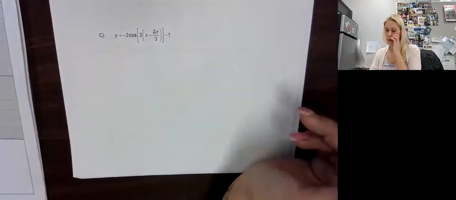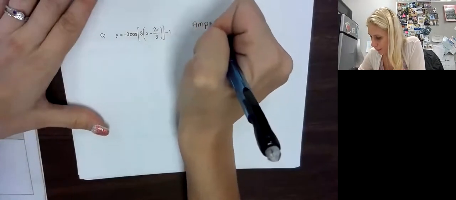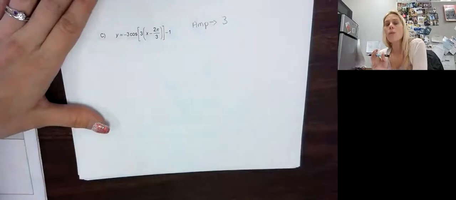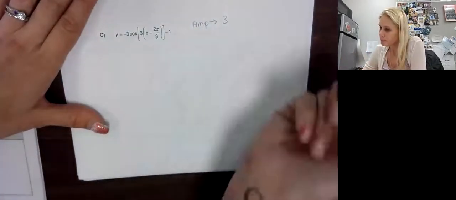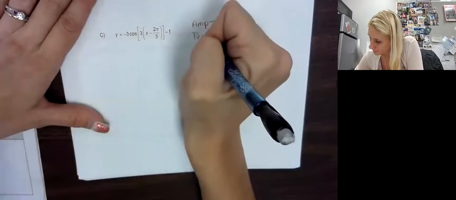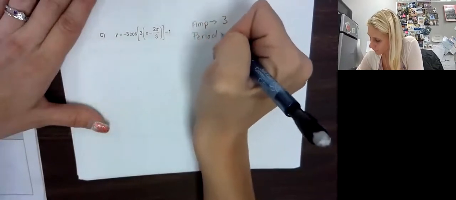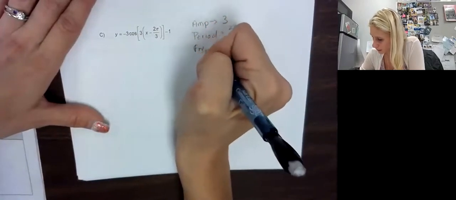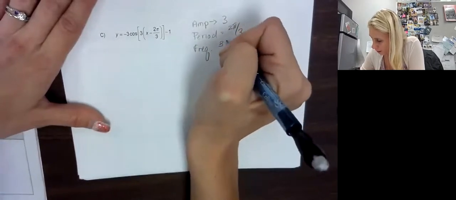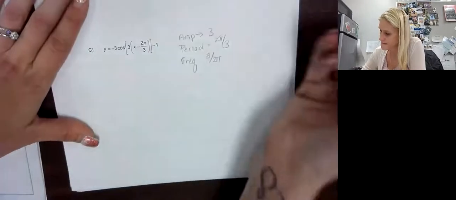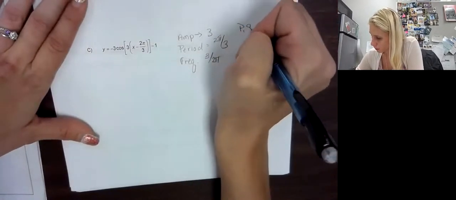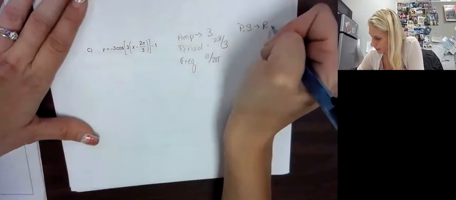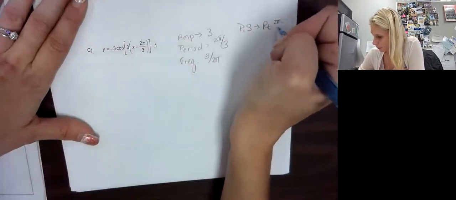All right, down below. As you can see, it's already factored, so that's great. Let's talk about our amplitude. Remember, amplitude is absolute value, so our amplitude is 3. So what we're going to look at here is that flipping. So period. It's already factored, so we're going to do 2 pi over 3, which means our frequency is 3 over 2 pi. Our phase shift, remember, do opposite, so that means it's going to the right 2 pi over 3.